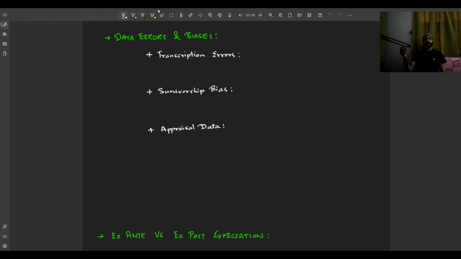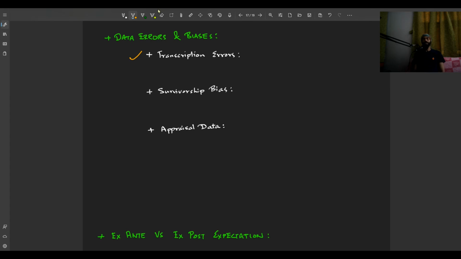Data errors and biases. So what do we mean by data errors and biases? There are three kinds mainly that we'll discuss here. The first one is a transcription error. Transcription error is basically human error or machine error. If it's a human error, you can call it a silly mistake, that somebody inadvertently put some data at the wrong time or put some wrong amount. Somebody made an error in terms of the time or the amount or both.